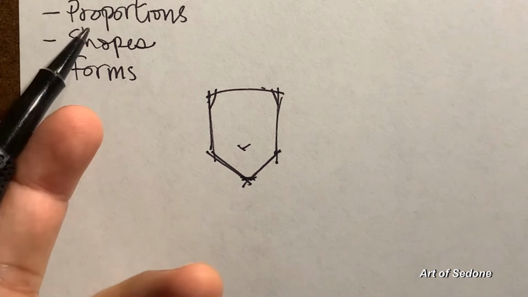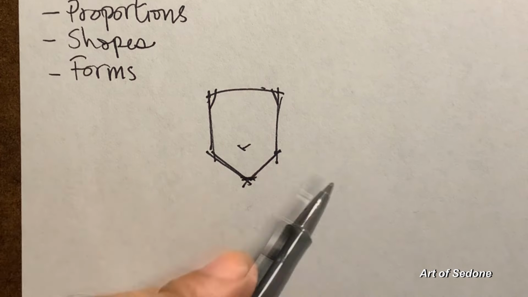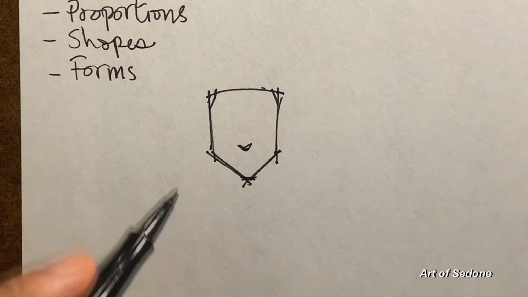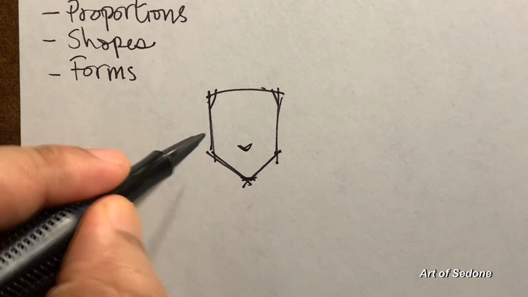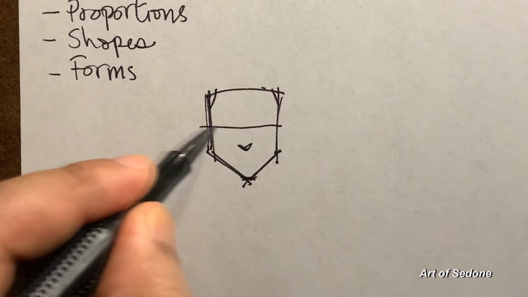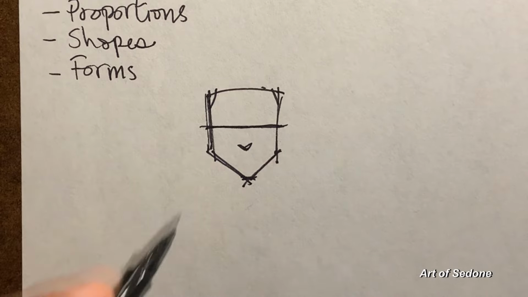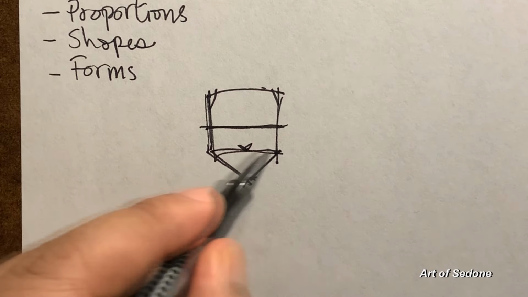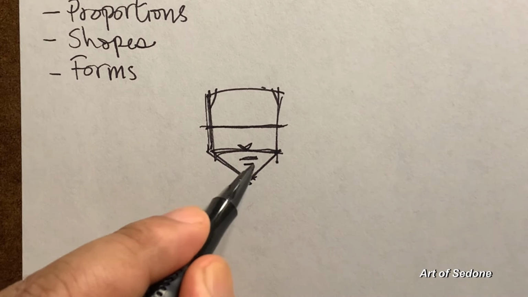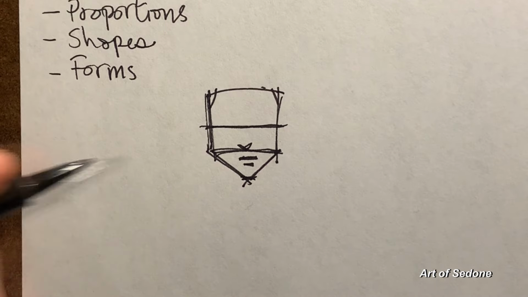Now the next thing would be the proportions. So where does the nose go? We'll just put it right here. And let's say that this is half, and then let's put the nose right here, and then the mouth down here. So that's proportion.